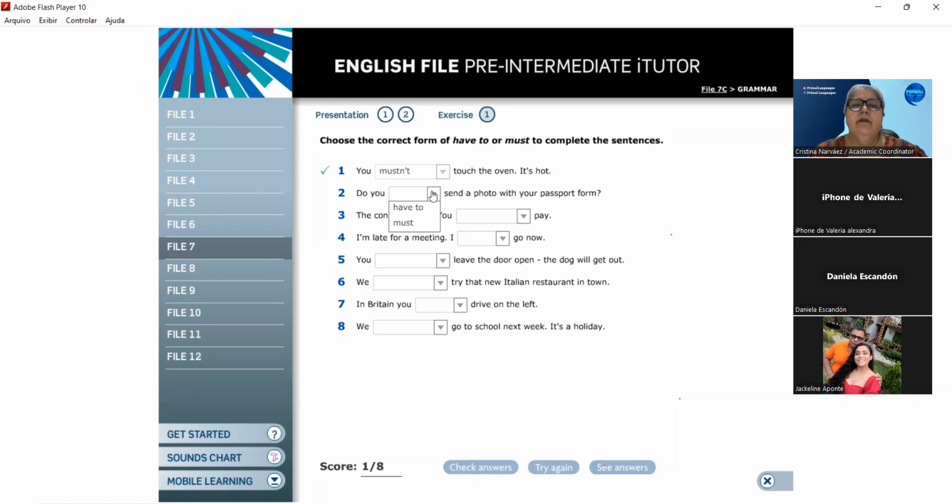Do you must or... Unfortunately, no, because must is a modal verb, so we don't need auxiliaries. Yes, have to. So can you read, please, all the sentence? Do you have to send a photo with your passport form? Excellent, very good. Ahora, si ustedes observan, no es to, es to.